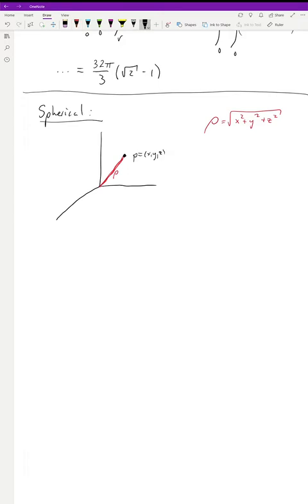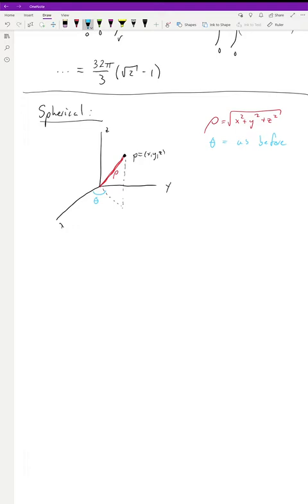All right, so what's our next coordinate? Our next coordinate is actually going to be theta again. So theta as before. So how do we view theta? What we do is we just project down this point P onto the xy plane and see what angle it makes with the x-axis. So theta is again as before. It's just the angle with the x-axis measured counterclockwise.